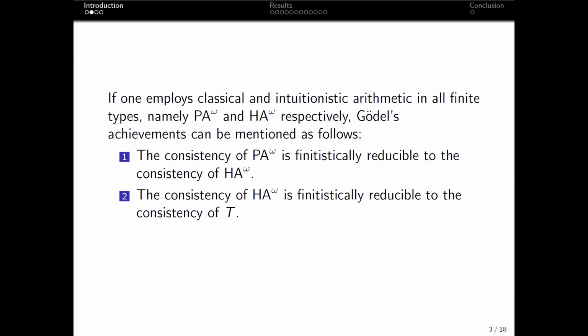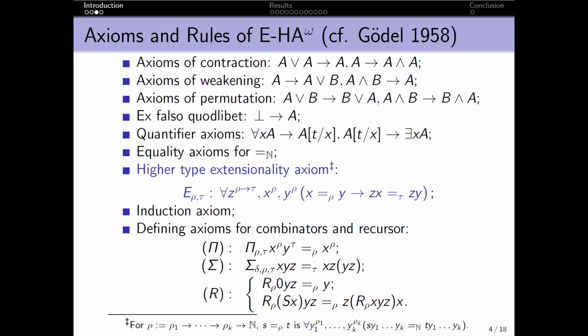So if one employs classical and intuitionistic arithmetic in all finite types, namely PA omega and HA omega, where omega denotes the finite type variables, Gödel's achievement can be stated as follows. First, the consistency of PA omega is finitistically reducible to the consistency of HA omega. Second, the consistency of HA omega is finitistically reducible to the consistency of Gödel's T. So let me talk about HA omega.